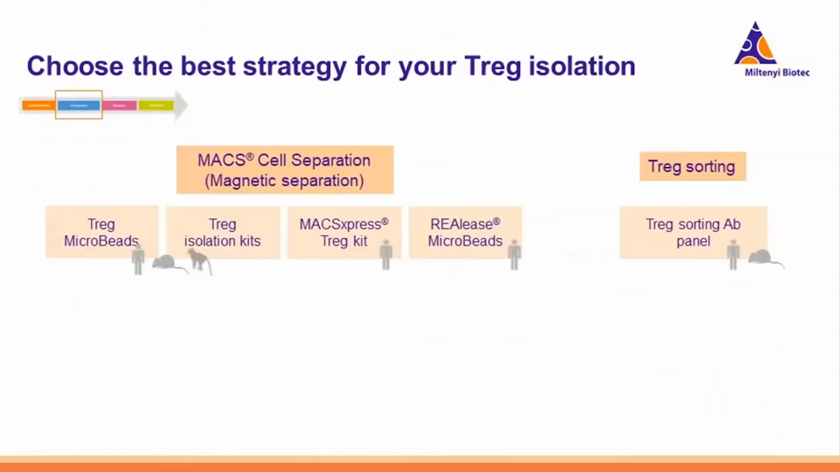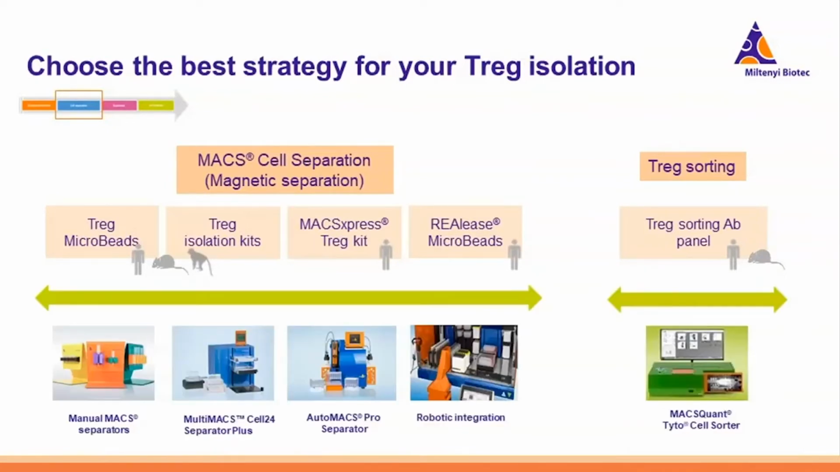Let's go one step further and have a look at the isolation step. For isolation of Tregs, we offer you a wide variety of products based on MACS technology, which is magnetic cell separation. We have Treg isolation kits and MicroBeads, the MACSexpress Treg isolation kit, REAlease MicroBeads, and you can also benefit from our Treg cell sorter panel, which I'm going to talk about in more detail in the next slides. Accordingly, you can benefit from manual to automated cell separation systems, as well as our unique cell sorter, which is named the MACSQuant Tyto cell sorter.